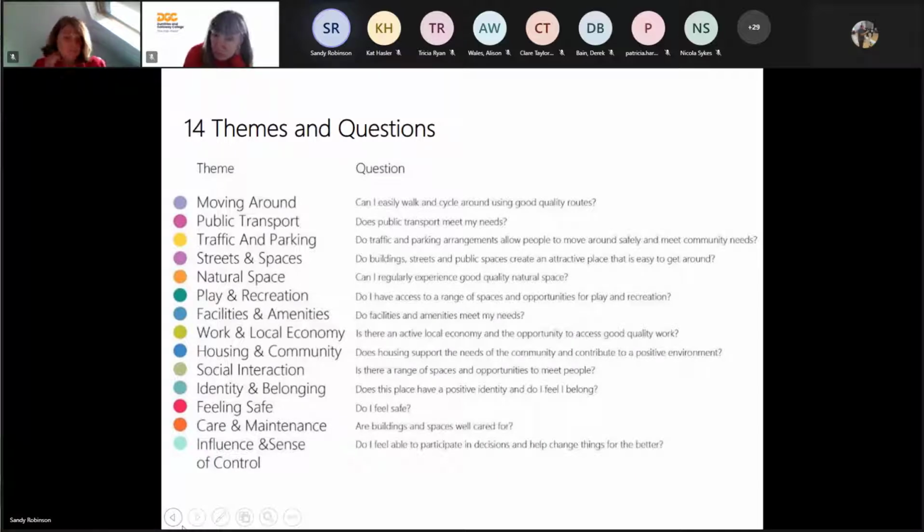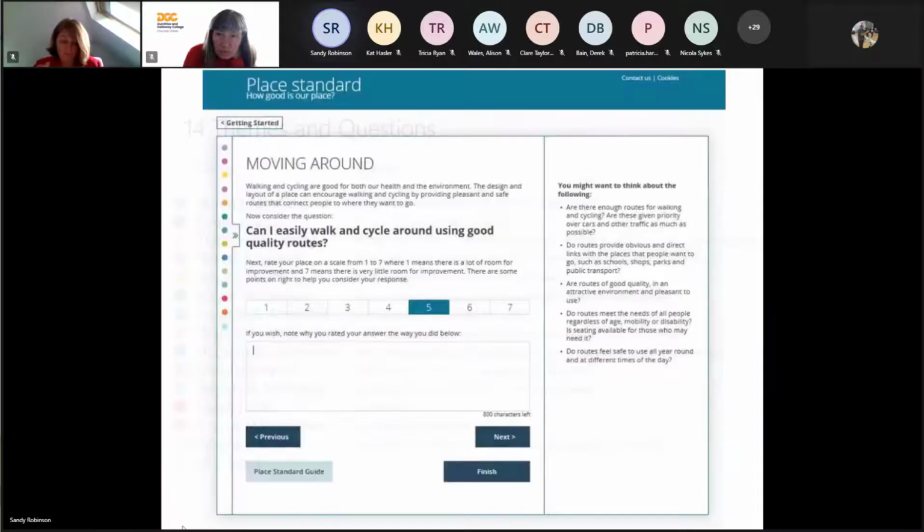We have just undertaken a thorough review of the tool, and so there have been some changes to the questions here. Nothing fundamental, but it does look at a range of themes, from things like moving around, public transport, to housing, onto more of the social and cultural issues too, about interaction between people, a sense of identity and belonging, and whether people feel safe in an area.